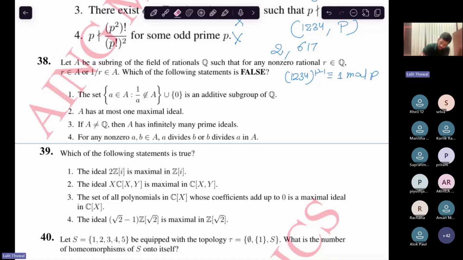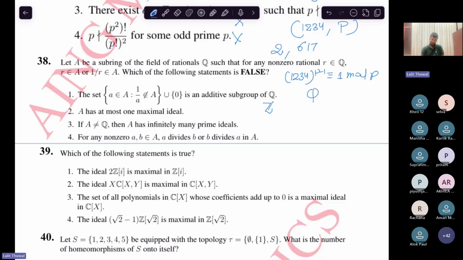So let me tell you that this is localization, and this is a discrete valuation ring. A discrete valuation ring is always a local ring and a PID. Okay, so if you have not seen what a discrete valuation ring is, then you can check about it.